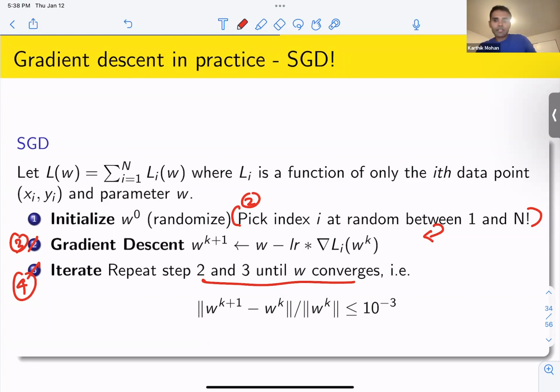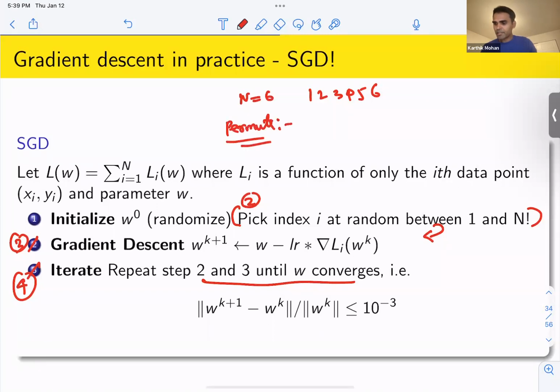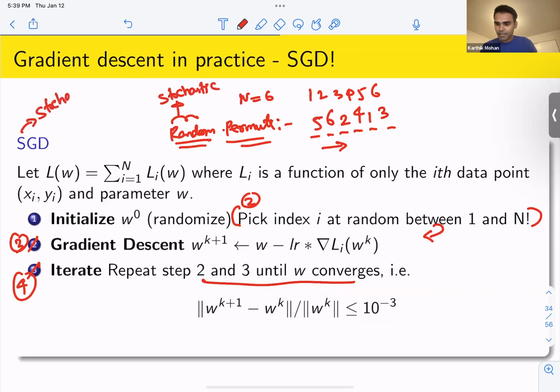So typically what people do is they permute the data points. You can just permute it beforehand. So let's say I have 1, 2, 3, 4, 5, 6. There's 6 data points. I permute it. I might get something like 5, 6, 2, 4, 1, 3. So I go through data points in this order, but this is a random permutation. So that's the stochastic part, right? So the S in SGD has to do with this random permutation.